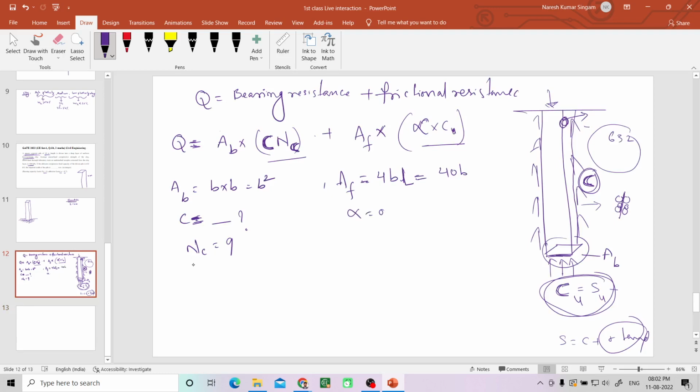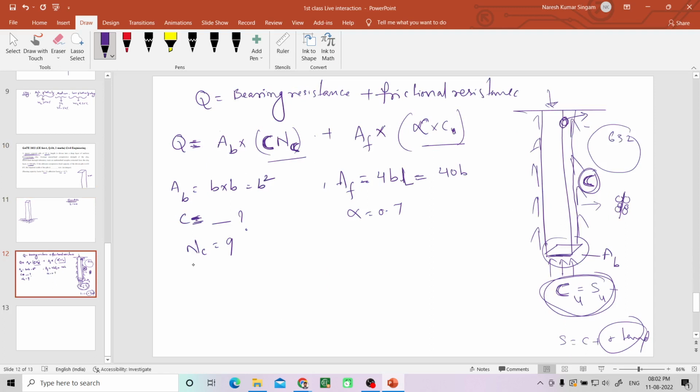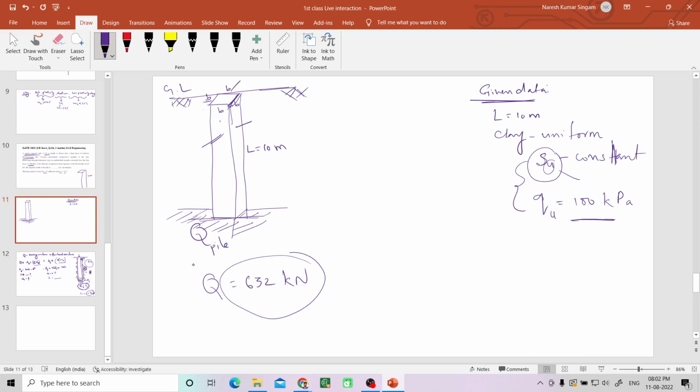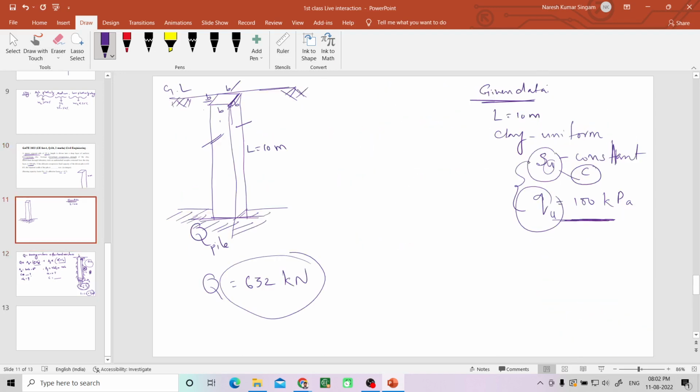So what is alpha? 0.7, I think, right? 0.7. And what is C? C again we don't know. But what extra is given in the given data? That is QU. We need to find out S or C from the QU. And QU is what? QU is the unconfined compressive strength.